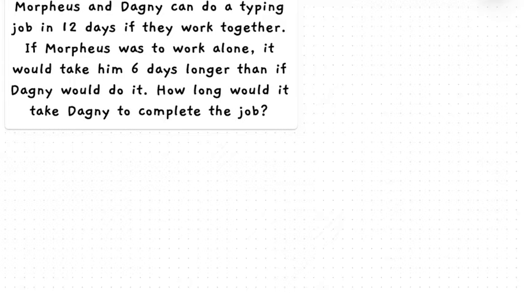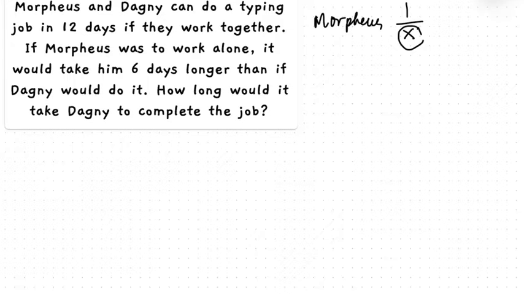May several types kasi tayo ng work problems. Remember, ang work na kayang gawin ng isang tao, halimbawa, si Morpheus. Ang kayang gawin ni Morpheus is 1 over x. That is his part of the job. So, yung x natin, yun yung number of days na kaya niyang gawin yung trabaho.